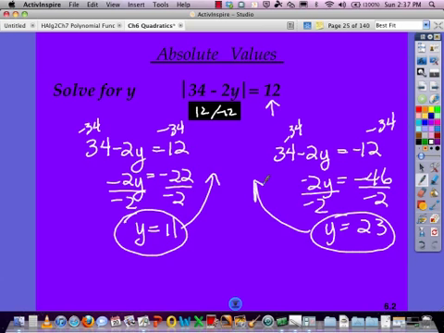So let's just check it. If y equals 11, 34 minus 2 times 11, well, 2 times 11 is 22. 34 take away 22 is 12. The absolute value of 12 is 12. Next one, we put a 23 in. 34 minus 2 times 23. Well, 2 times 23 is 46. 34 subtract 46 is negative 12. But it says, what's the absolute value? Negative 12 is 12. So it checks. So you get 2 solutions for this absolute value.